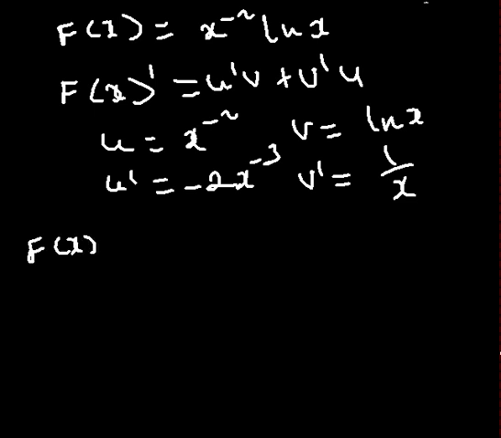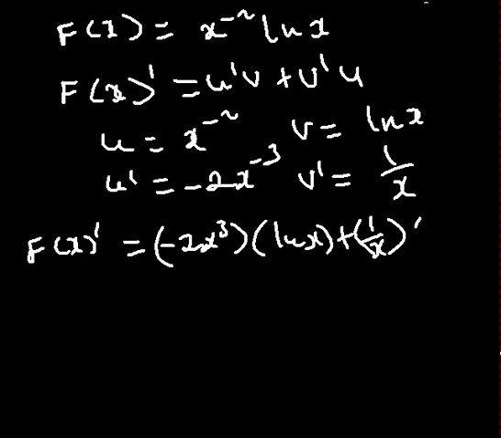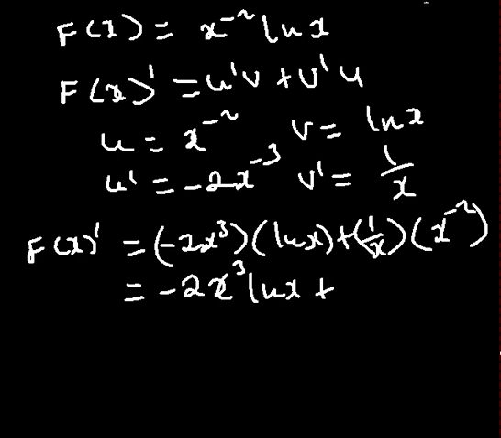And f prime of x will be given as, what is the u prime? That is negative 2x cubed, and times what is v? That is ln x, and plus v prime, that is 1 over x, and times what is u? We have it as x to the power negative 2. So thus we have negative 2x to the power negative 3 ln x, and plus x to the power negative 2 over x.